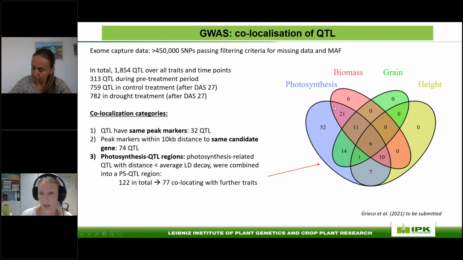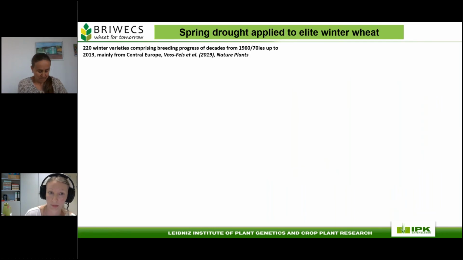So, of course, as expected, there's the largest overlap between photosynthesis and biomass QTL. However, you also see 52 of these QTL regions only valid for photosynthesis. And then you have here all the combinations between the traits. So there is substantial overlap between QTL for photosynthesis and yield and biomass related traits.